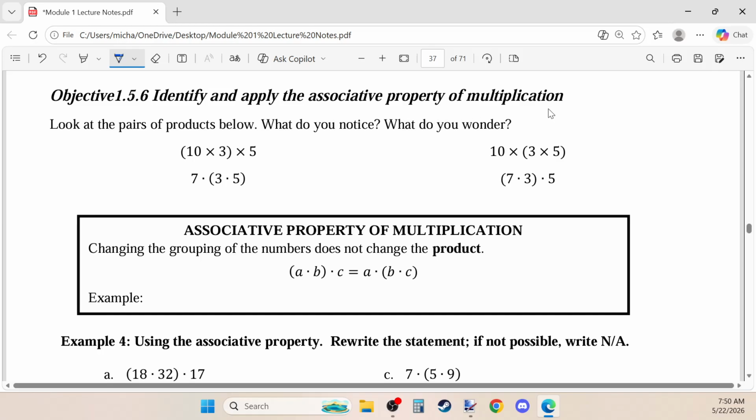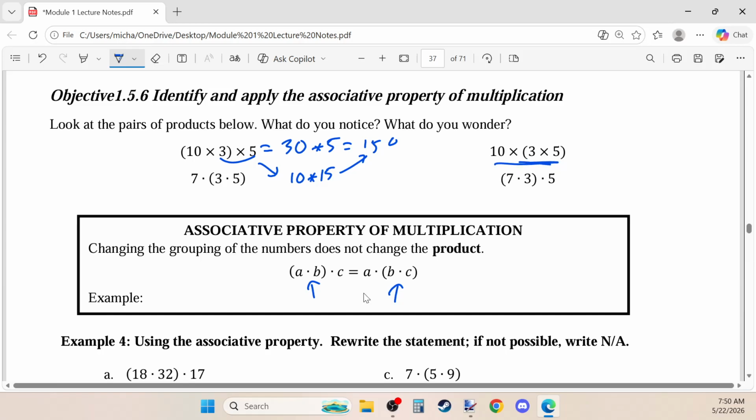Identify and apply the associative property of multiplication. Associative is exactly like it is for addition. We can switch which multiplication we do first. So, like with this one, 10 times 3 is 30. 30 times 5 is 150. But I can also go the other way. 3 times 5 is 15. 15 times 10 is also 150.